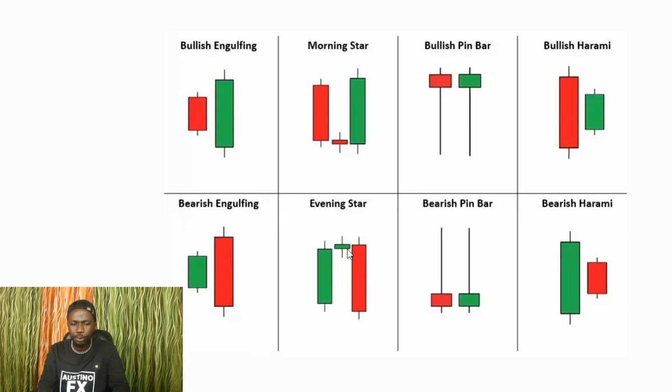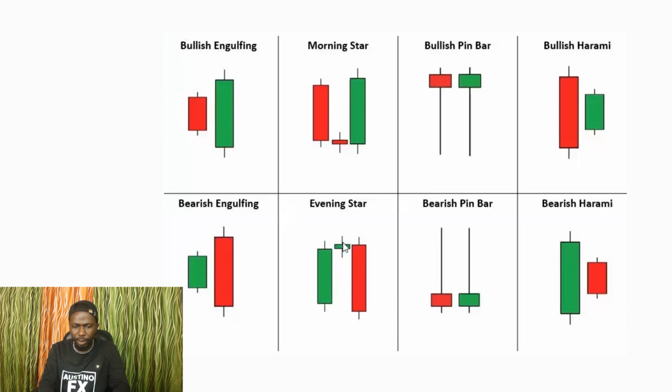So the next one we have here is what we call the evening star. So here there was a strong rejection telling you that the buyers cannot push the price up. So formerly the price was in an uptrend, making a series of highs with green candles. Then when the price got to a resistance level, the price began to range.